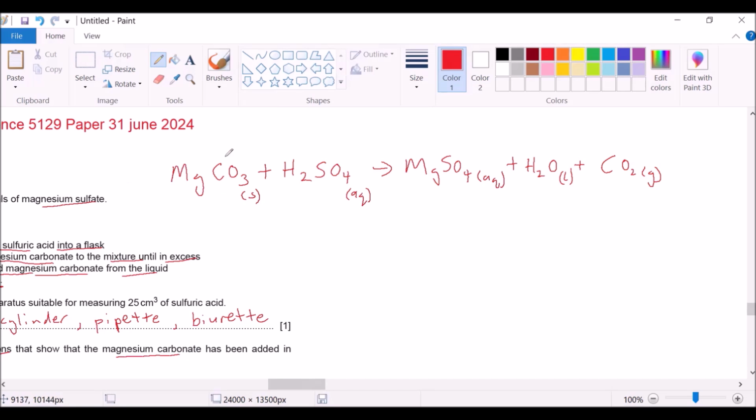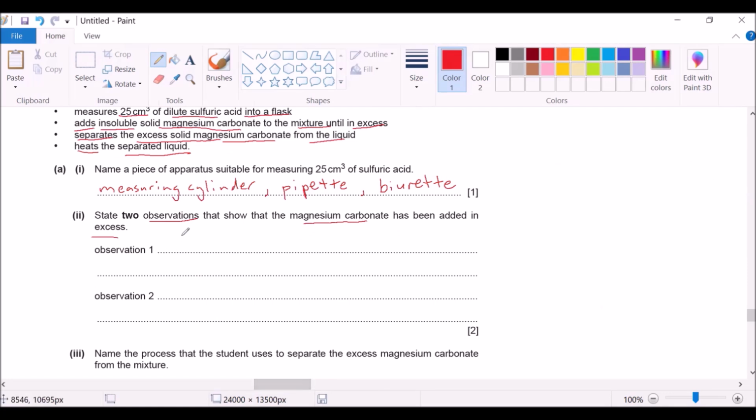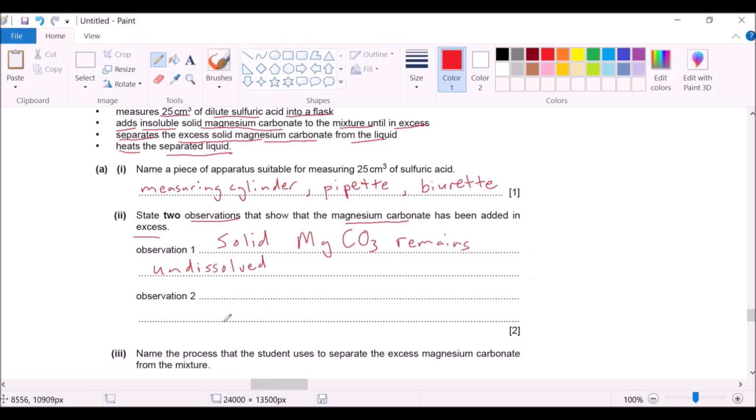Now, if the magnesium carbonate is added in excess, some of it will remain as a solid. So, if a solid remains after the reaction has stopped, then we know we have added magnesium carbonate in excess. So we can say solid magnesium carbonate remains undissolved. And when the reaction stops, the bubbles of carbon dioxide stop forming. So we can say bubbles stop forming. So these are the two ways we can see that magnesium carbonate has been added in excess: solid remains and bubbles stop forming.